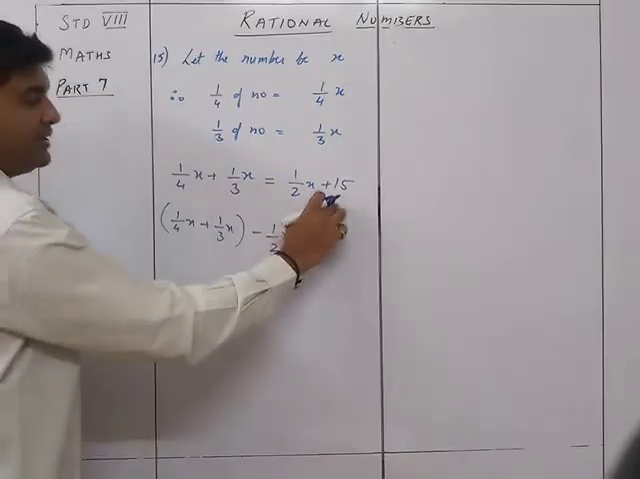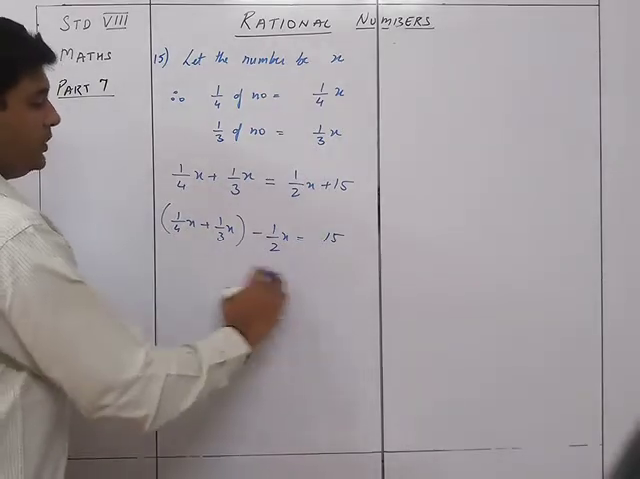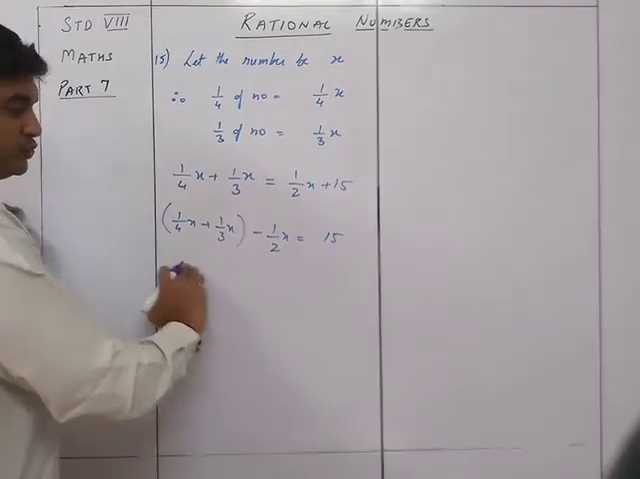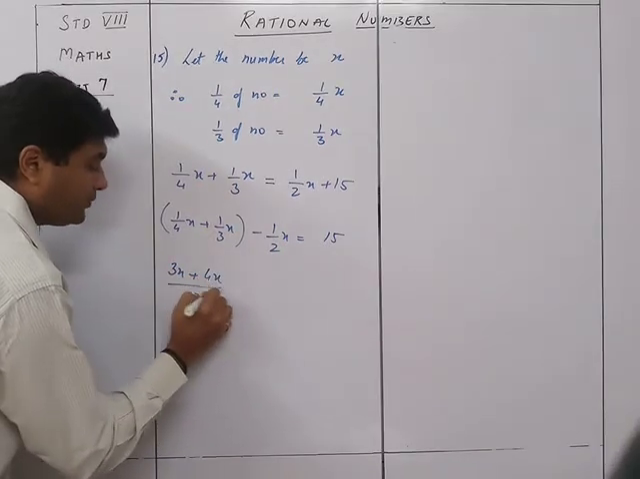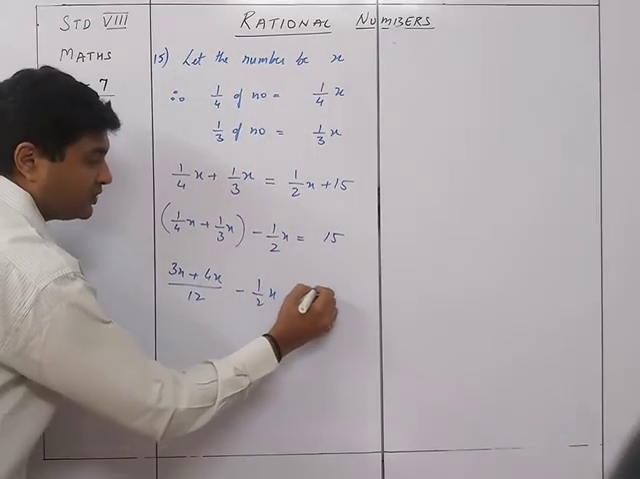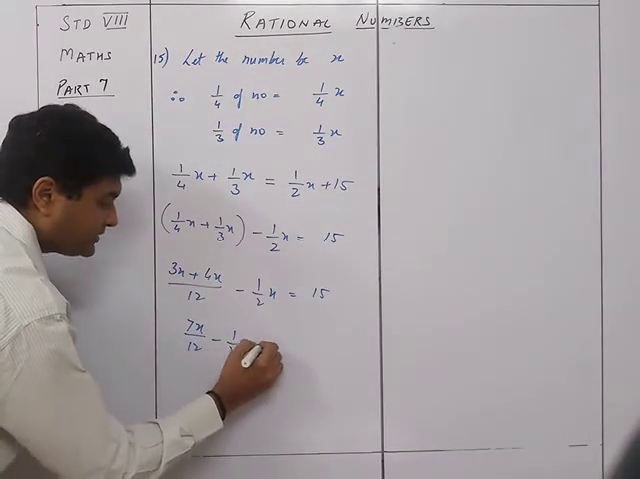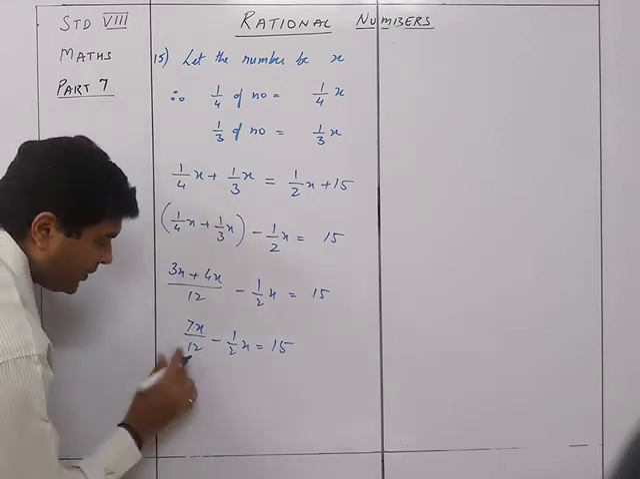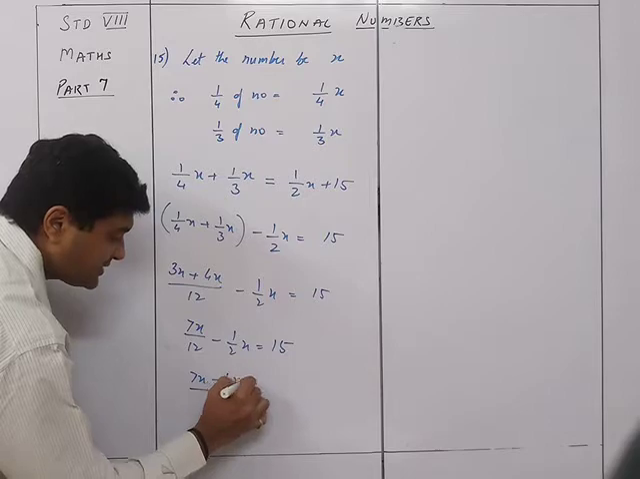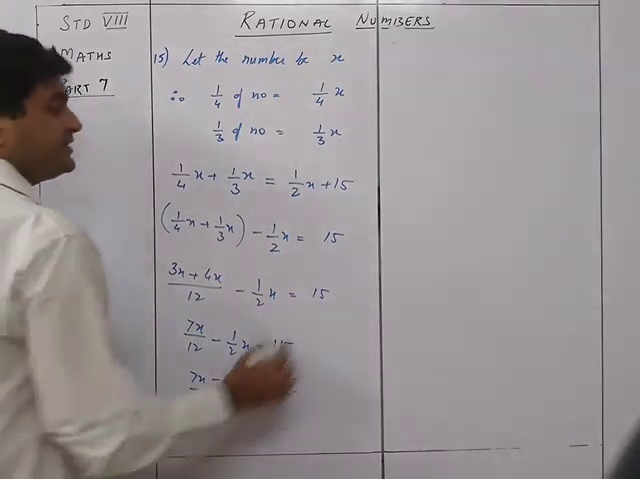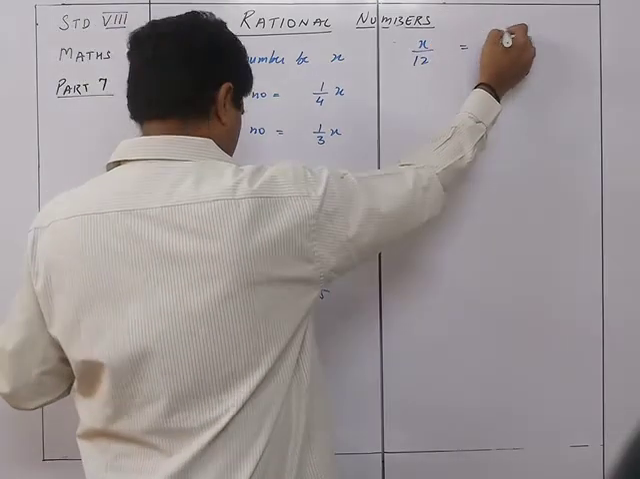So anyway, you can take any of these methods. Let's take this method. First find the LCM of this particular part: 3x plus 4x upon 12 minus 1 upon 2x is equals to 15. So 7x upon 12 minus 1 upon 2x is equals to 15. Accordingly, you have the LCM again as 12, so it is 7x minus 6x is equals to 15. Hence I get x upon 12 is equals to 15.